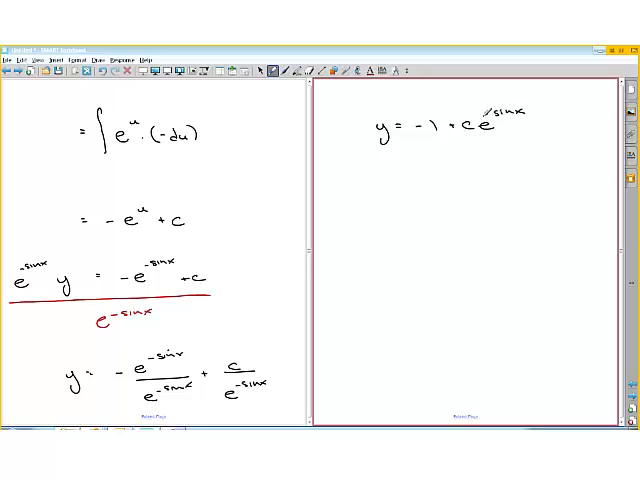So let me just check that. Problem number 9, section 6.4. So the answer is -1 plus c e to the sine of x. So that's correct.